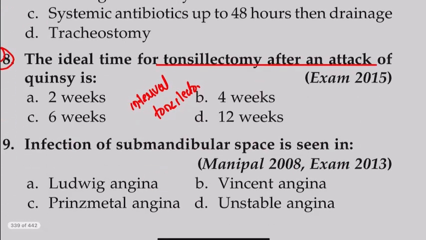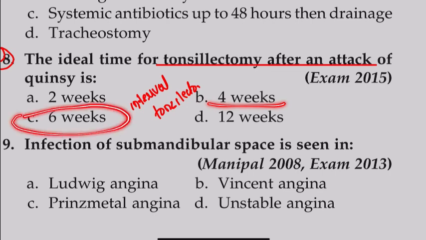The ideal time for tonsillectomy after an attack of quinsy is, now there is a term called interval tonsillectomy, right? Tonsils are removed around 4 to 6 weeks later following an attack of quinsy, so that is 4 to 6. Here there are both options 4 and 6, so we go for 6 weeks, right? This is known as interval tonsillectomy. It means after 6 weeks of the attack we do tonsillectomy.